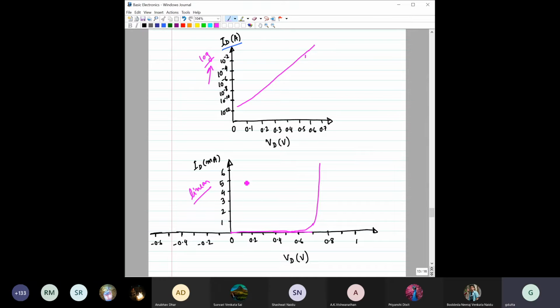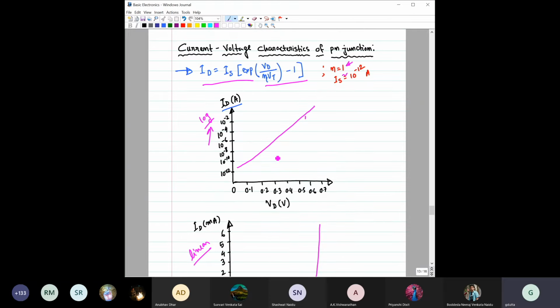Right? Okay. Now, tell me what would be the value of current in the reverse bias from this equation?